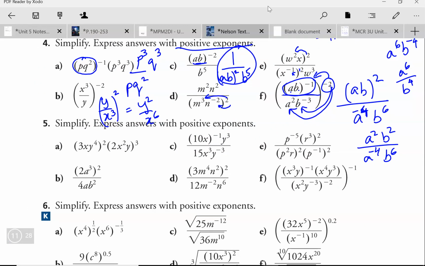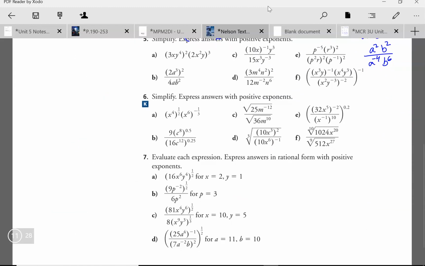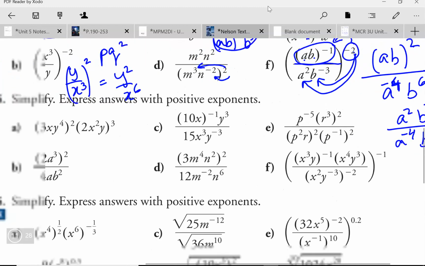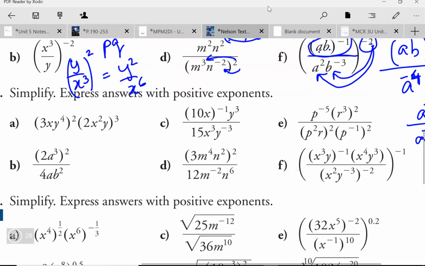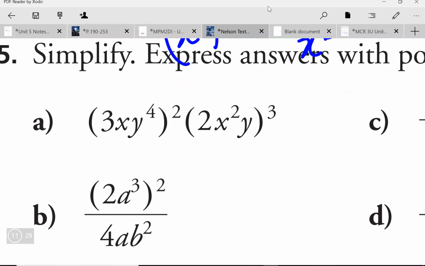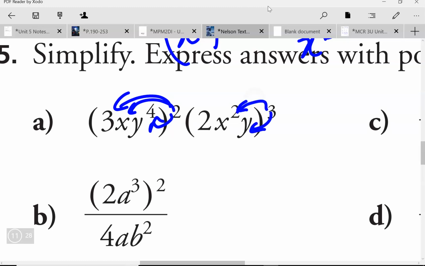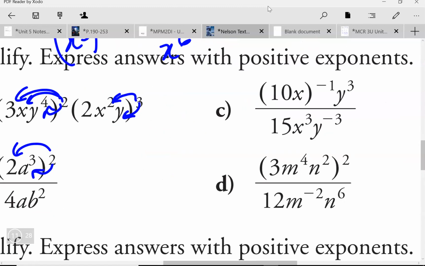Okay, these are the beast ones. Not really. There's beastier ones, I guess. Yeah, this is where it's going to start getting complicated looking from here. Obviously, we know that it's not that complicated, but it's going to get complicated looking. So again, this is easy. You just 3 squared x squared y to the 8 times 2 cubed x to the 6 y cubed, and then just add powers. This is again easy. 4a to the 6 divided by that.